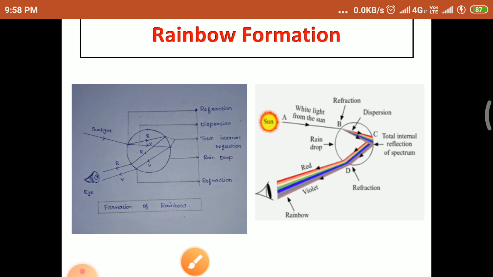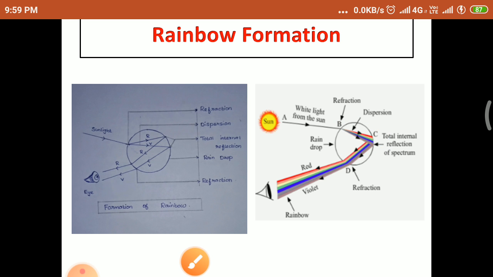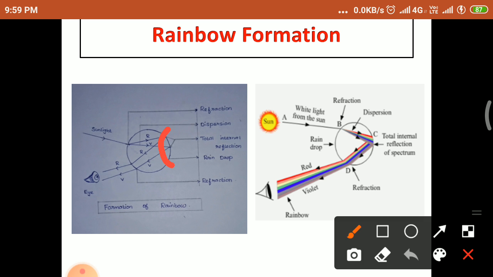Then once it enters the raindrop, the dispersion takes place. So here I write just R and V. Within R and V, all other colors are present. See here, all other colors are present between R and V. So I wrote R and V with arrow mark. Again, the total internal reflection takes place. So this R ray and this is R. This V and this is V.